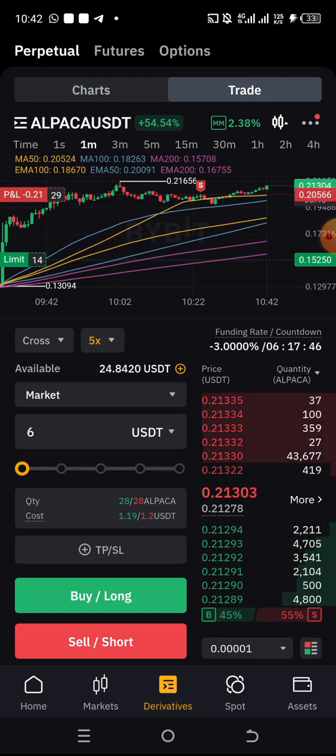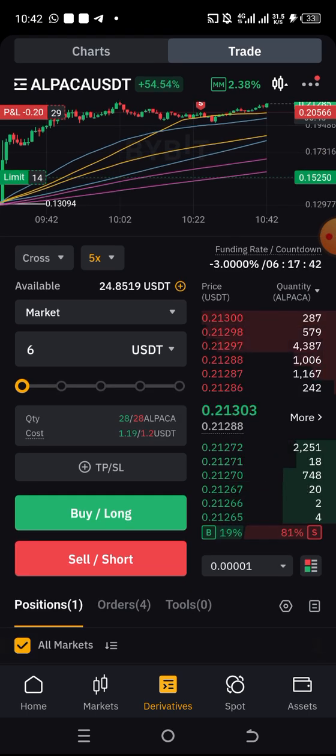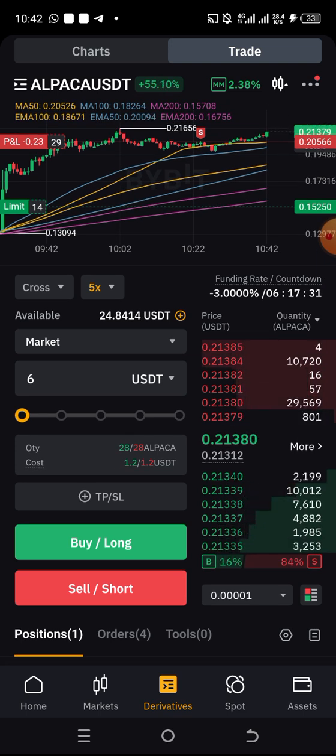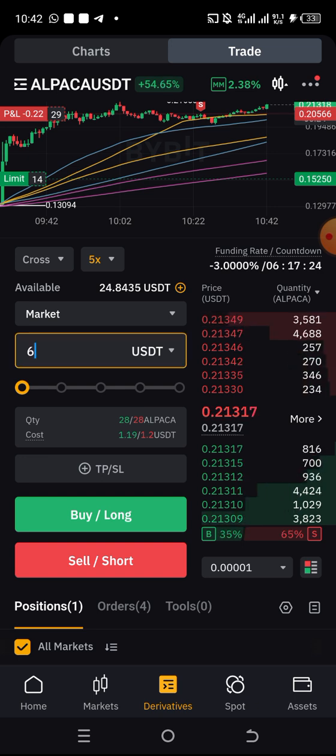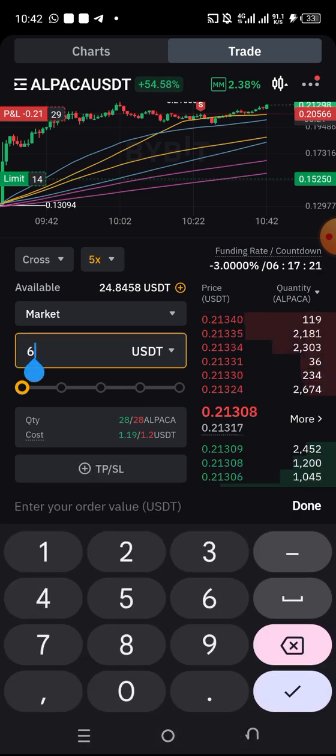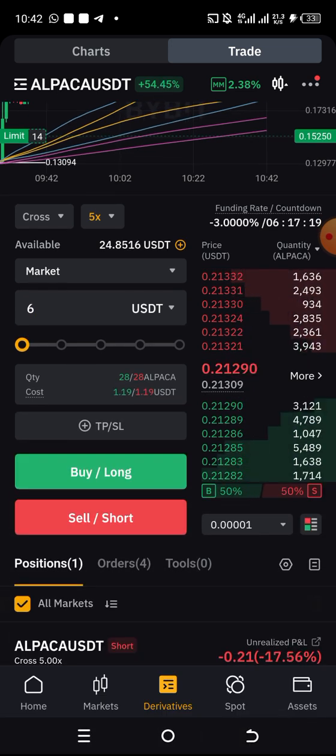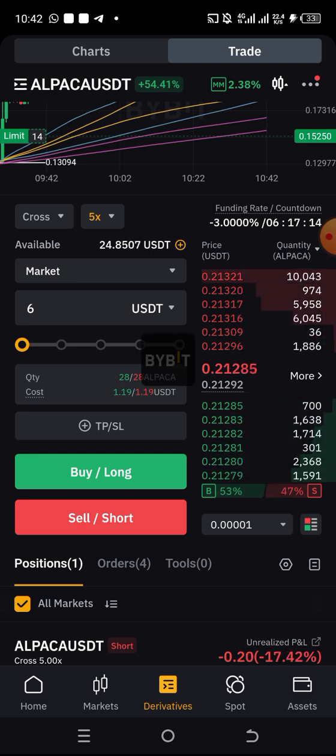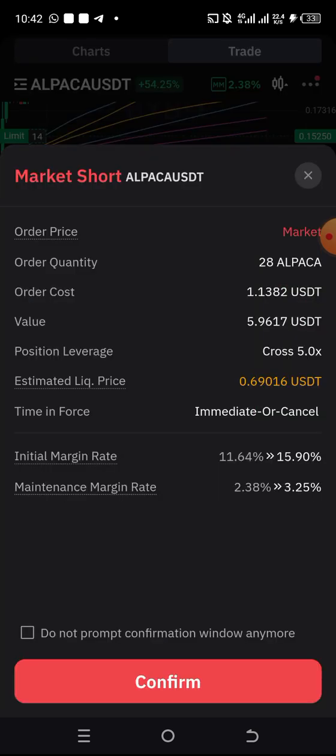If your capital is $100, for example, you divide your capital by 100 and multiply by 5%. You should use 5% of your capital to trade. Then when you get your 5%, you can multiply your 5% capital by 5, which is the 5x, or 2x if you want to use that, and that is what you are going to put here. Once you have done that, you can set your take profit points. Then you can click on short. When you click on short, you confirm.